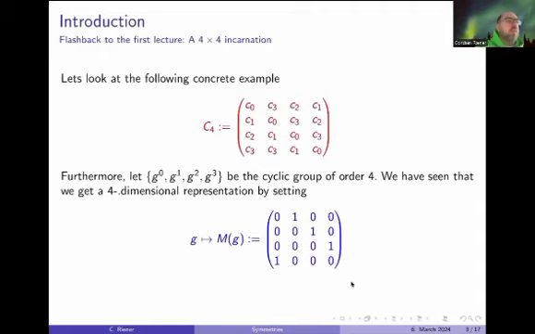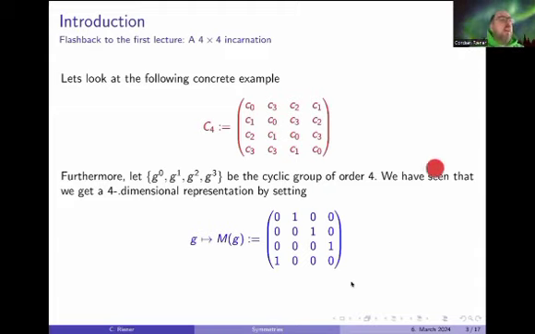So this, remember, is a cyclic group. That means it's generated by one element and its powers. So we have these 4 elements, g to the 0, g to the 1, g to the 2, g to the 3. And to make a concrete matrix representation, I want to have a 4-dimensional representation of this group, and I want to do this concretely with matrices.